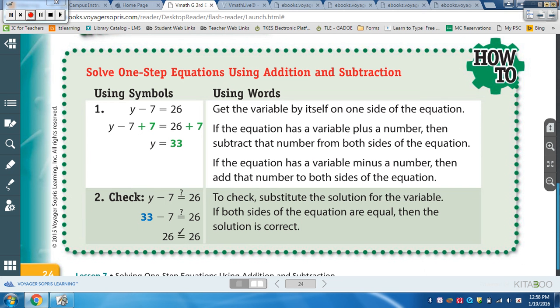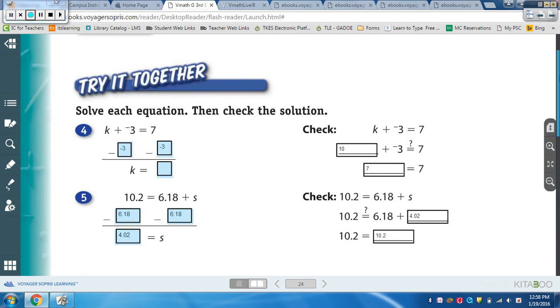So what have you done? You get the variable by itself on one side of the equation. If the equation has a variable plus a number, then subtract that number from both sides of the equation. If the equation has a variable minus a number, then add that number to both sides of the equation. Then you can check it. To check, substitute the solution for the variable. If both sides of the equation are equal, then your solution is indeed correct.